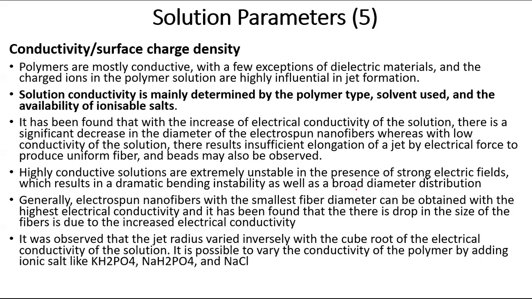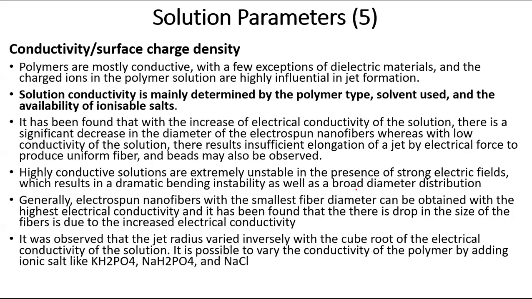So the solution conductivity is mainly determined by the polymer type, the solvent that we are using, and the availability of ionizable salt. It has been found that with an increase in the electrical conductivity of the solution, there is a significant decrease in the diameter of the electrospun nanofiber. Whereas if you have a low conductivity solution, there will be low elongation. It is because it is a surface charge dependent phenomenon.